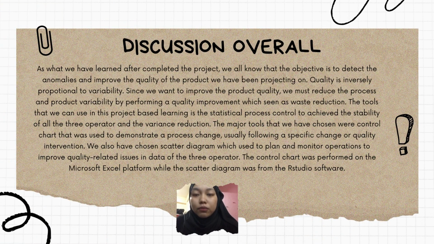As what we have learned after completing the project, the objective is to detect the anomalies and improve the quality of the product. Since we want to improve the product quality, we must reduce the process and product variability by performing waste reduction. The tool that we can use in this project-based learning is statistical process control to achieve stability of the dataset. The major tools that we have chosen were the control chart, used to demonstrate a quality intervention, and the scatter diagram, used to plan and monitor operations to improve the quality. The control chart was performed on Microsoft Excel while the scatter diagram was from the RStudio software.